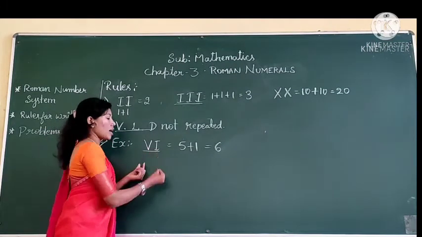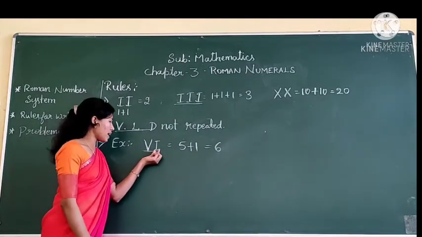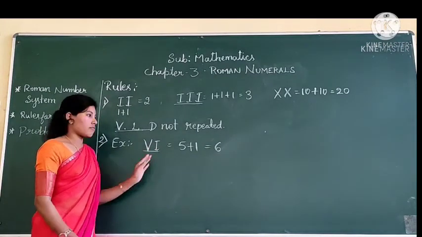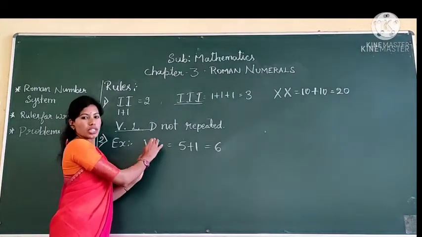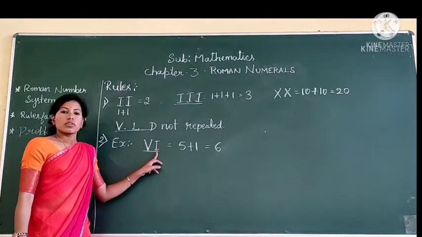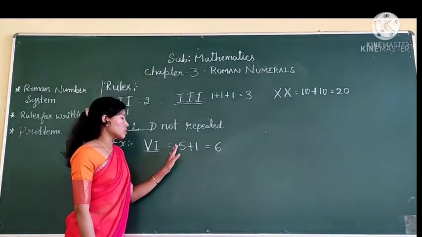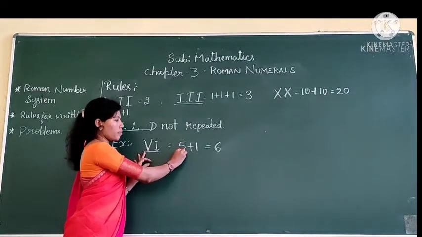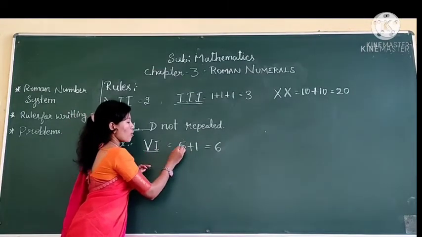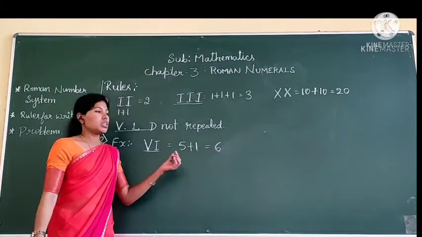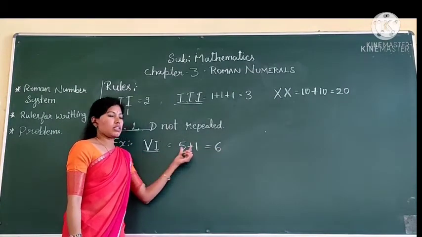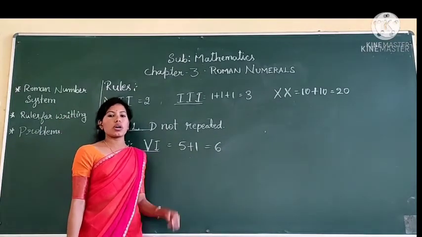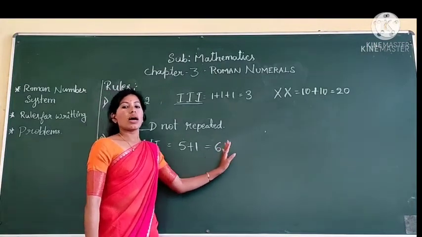Here I have taken V as the greater numeral and I as the smaller numeral. Here this I is placed after the greater value. After this greater value we place one Roman numeral, so the result is adding the numerals. V means 5 in Hindu-Arabic numerals, I means 1, so 5 plus 1 is equal to 6. This Roman numeral VI is equal to 6 in Hindu-Arabic numerals. Now I will give another example.